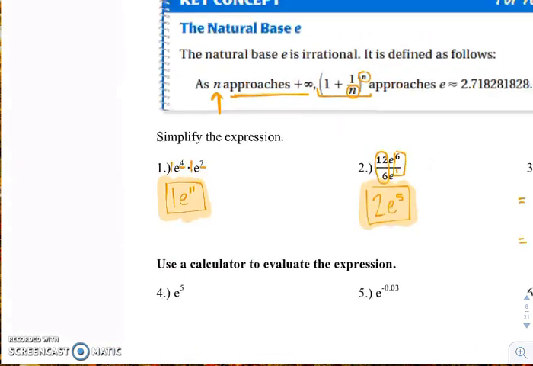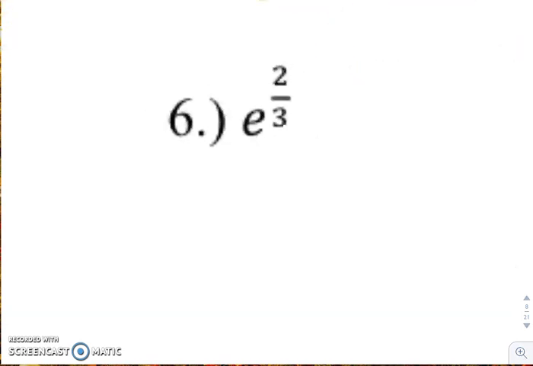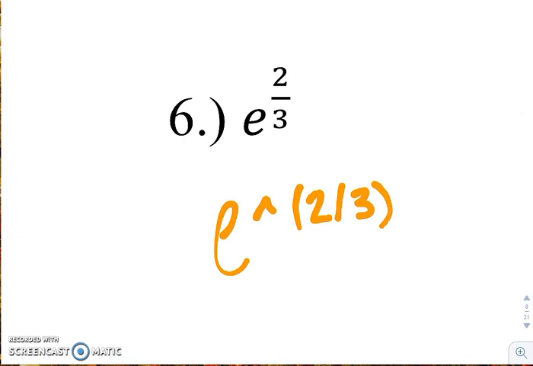Now for the next couple of problems, it says use the calculator to actually get the expression. And this will help with the next thing that we're doing. I'm going to do 6 and then you can do 4 and 5. So for number 6, you have e to the 2/3. When you're typing this into the calculator, it's going to be e to the power of 2 divided by 3. So I'm going to pull up my calculator.